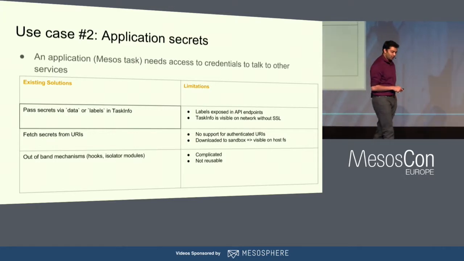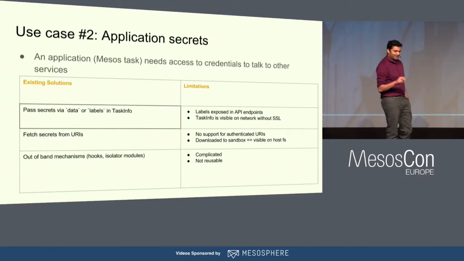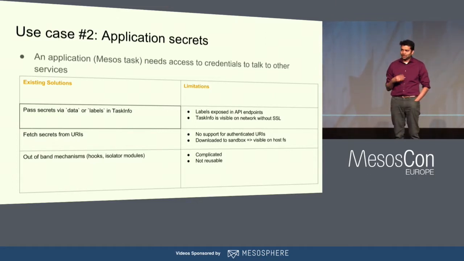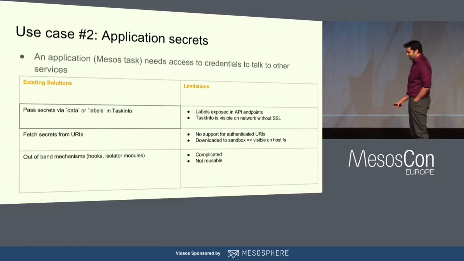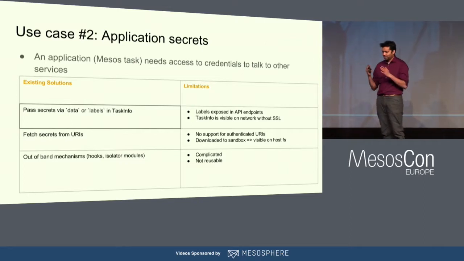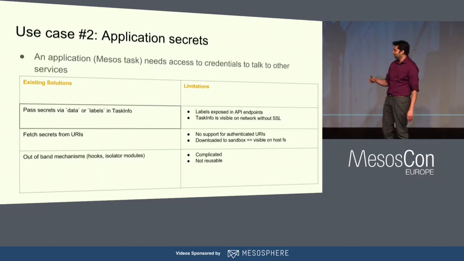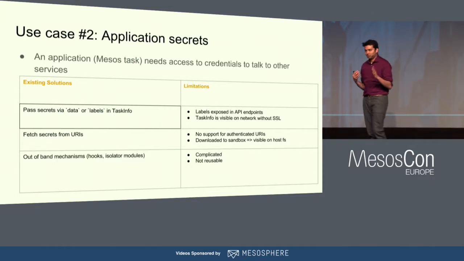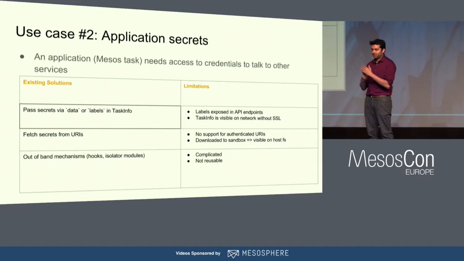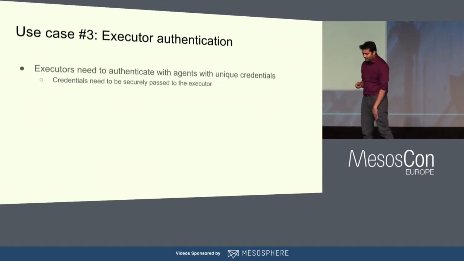The other solution for this, at least in DC/OS Enterprise, was to use custom hooks and isolator modules to not expose the secrets and to limit the scope of how long the secrets are available. DC/OS Enterprise ended up implementing hooks and modules to pull secrets, which is complicated for one, and it's not really reusable if you want to use that same solution with other frameworks or other organizations, or if you want to build something on your own. So that's not a viable solution either.